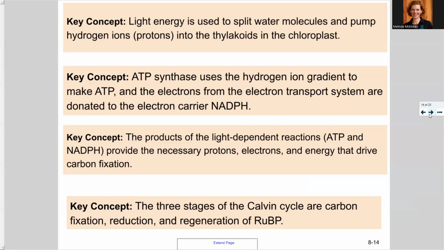So the key concepts, you have this light energy used to split water molecules. You can read through the ones in the study guide for the key concepts. They're basically explaining succinctly the important parts of photosynthesis.